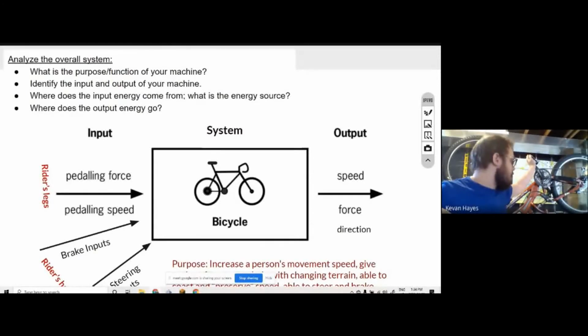You're doing input on the pedals. You are doing input on the brakes. So the brake levers are allowing you to control the braking on the bike. And then, of course, you're turning the handlebar as well, and that's allowing you to do some steering. Of course, there's other techniques involved in biking, but those are the main systems in a bike.